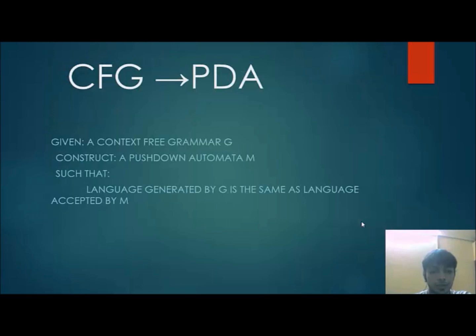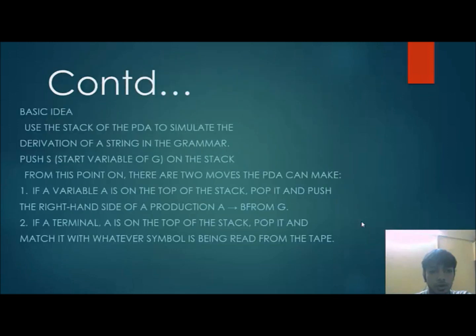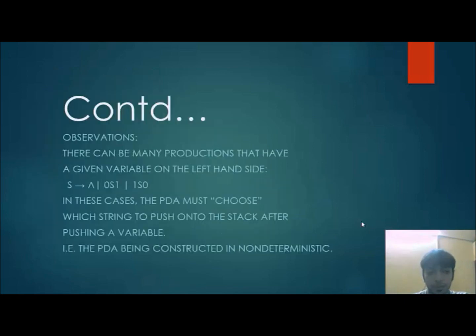We can convert CFG to PDA if L of M is equal to L of G. The basic idea is to use the stack of the PDA to simulate the derivation of a string in the grammar. Push S, which is the start variable, onto the stack. From this point on, there are two moves the PDA can make. If a variable A is on the top of the stack, pop it and push the right-hand side of a production A to B from G. Otherwise, if a terminal A is on the top of the stack, pop it and match it with whatever symbol is being read from the tape.